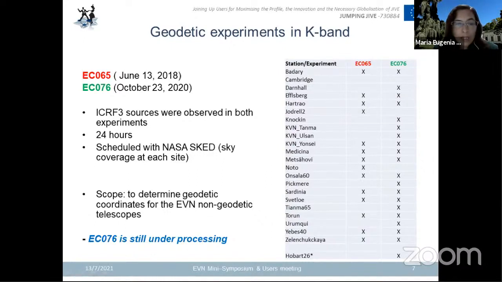So in both experiments, we included ICRF sources. The duration of the experiment was 24 hours, and they were scheduled with the NASA scheduler by using the sky coverage strategy at each site. And of course, as I mentioned before, the scope was to determine geodetic coordinates for the EVN. Okay, I'm going to show you results of EC065 because EC076 is still under processing. It was correlated, but we are in the post-processing stage.